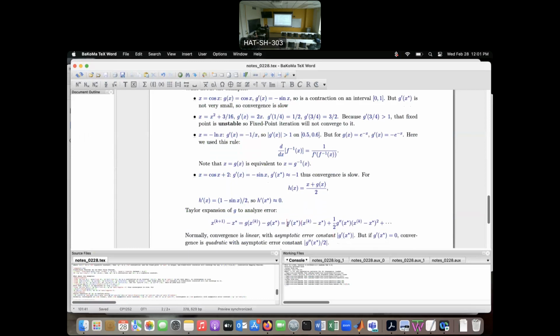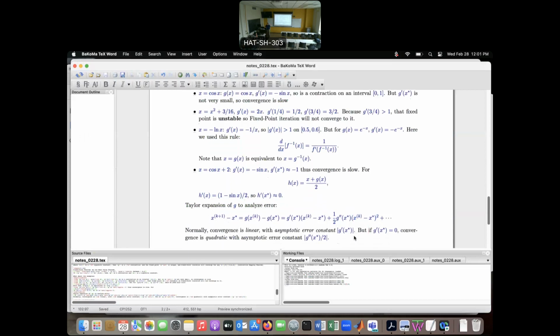On the other hand, suppose this value, g prime at the root, happens to equal 0. Then this term goes away entirely, and this is the leading term in the error. So now we're saying that the new error is proportional to the previous error squared. That's quadratic convergence. We like quadratic convergence, because if the error is already small, then it's going to get a whole lot smaller from one iteration to the next. You end up having the number of correct decimal places roughly doubling from one iteration to the next. But you'd have to contrive g to make that happen.